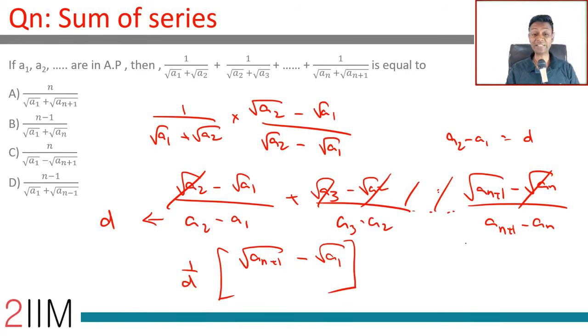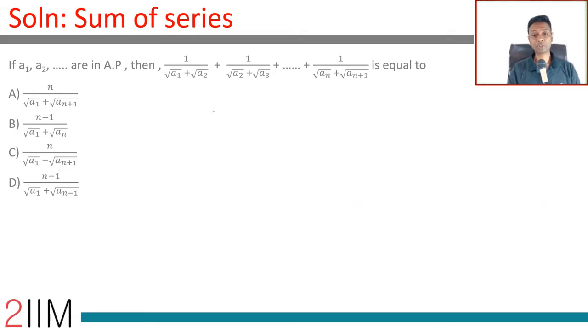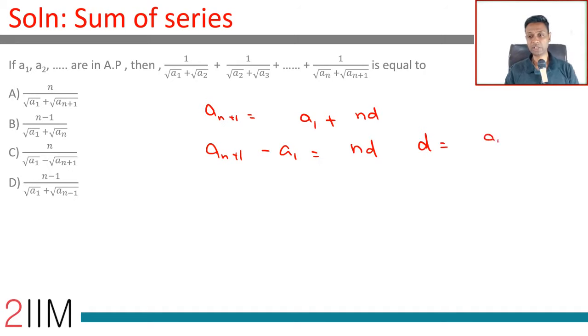But we don't have D. So what do we do? How do we simplify this? We need to find a common difference. Now An plus 1 is A1 plus n times D. We add common difference n times, we'll go from here to here. So An plus 1 minus A1 equals nD, or D equals An plus 1 minus A1 by n.